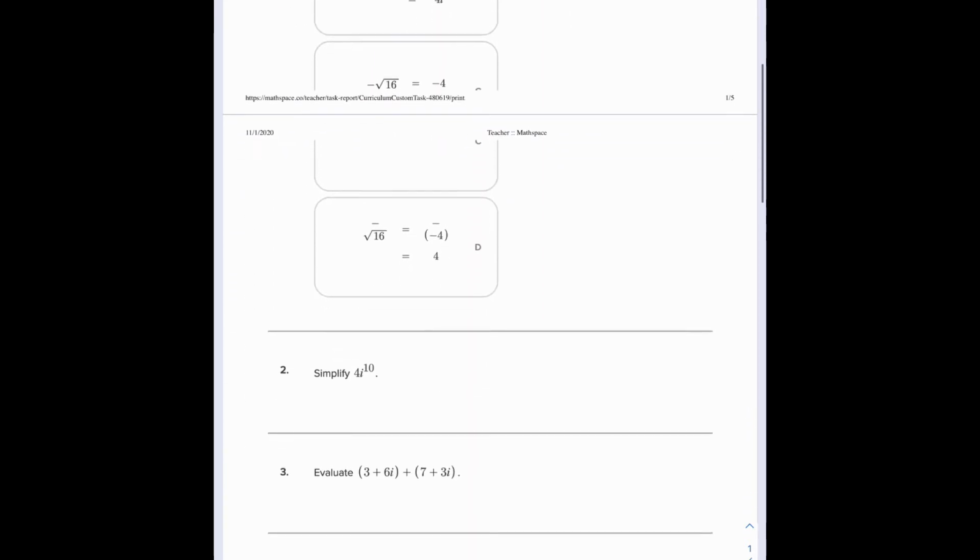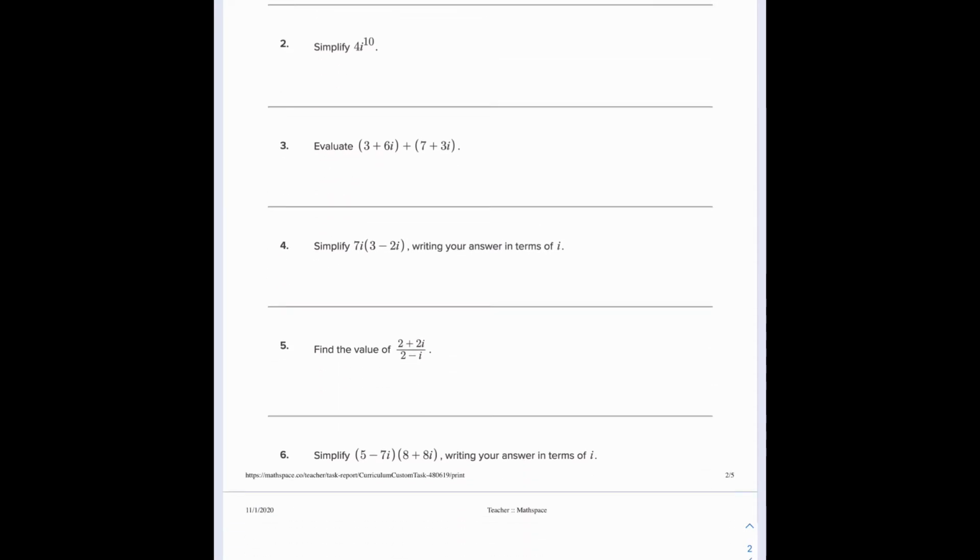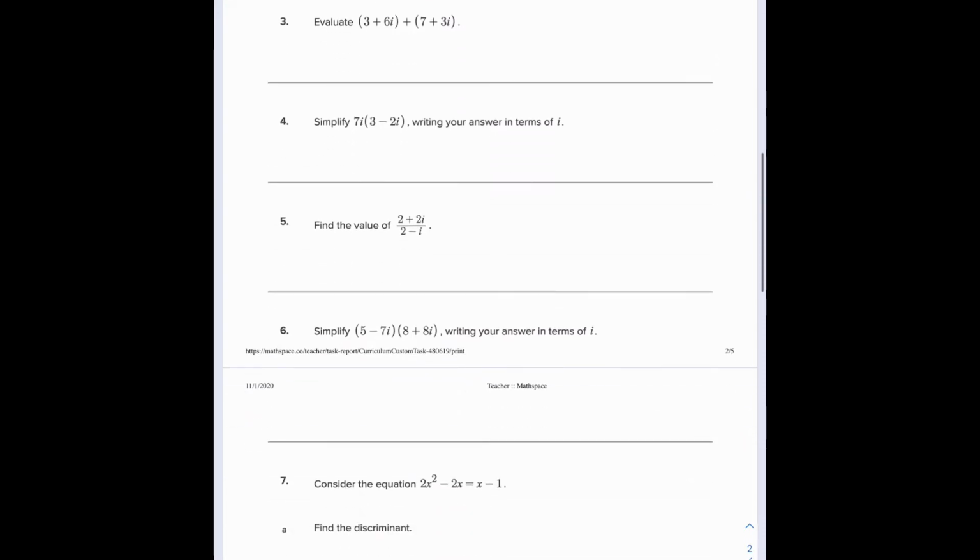All right, let's take a look at number 2. Simplify 4 times i to the 10th. So another way we can write this is 4 times i squared, all of this to the 5th. So this equals 4 times negative 1 to the 5th. And then the rule with odd exponents on negative numbers is that the number to that exponent is also negative. So this is 4 times negative 1, so this is negative 4. Cool beans. Let's take a look at number 3.